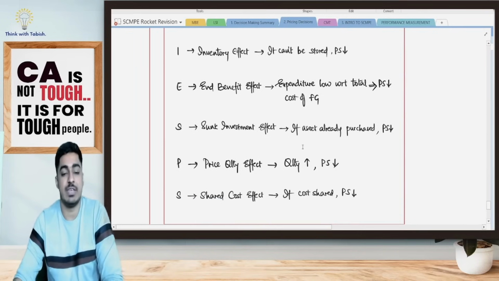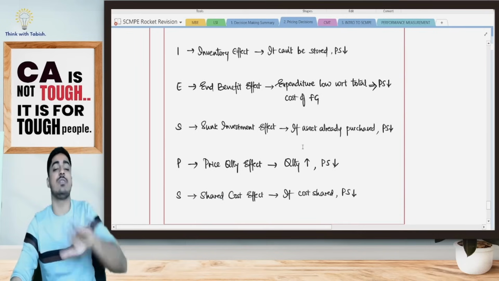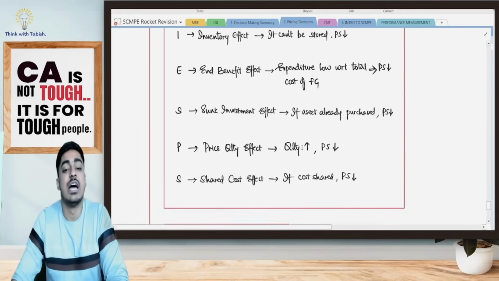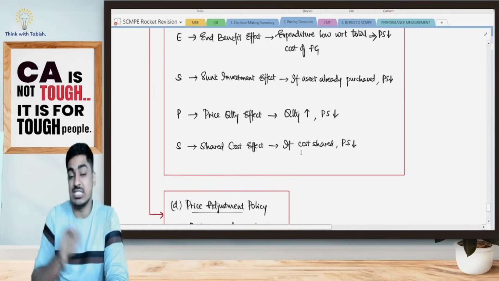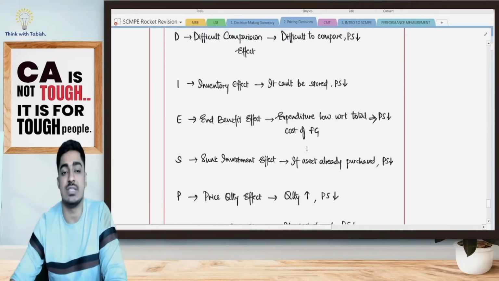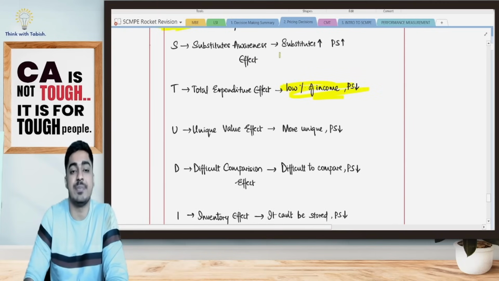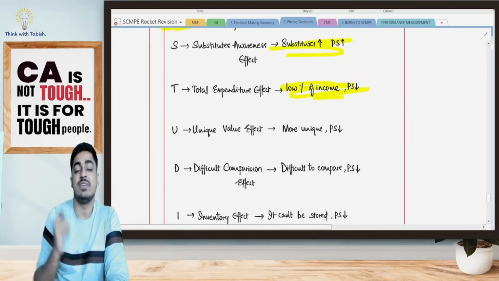Sunk investment. The asset is already purchased, so sensitivity is less. Price of quality. If quality is more, sensitivity is less. Shared cost. Cost is shared between multiple people. Again, sensitivity is less. Except for my first item, everywhere else, sensitivity is going to be less.